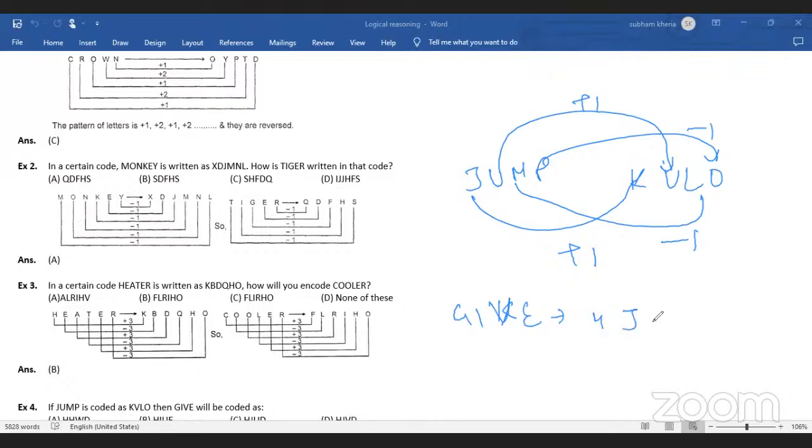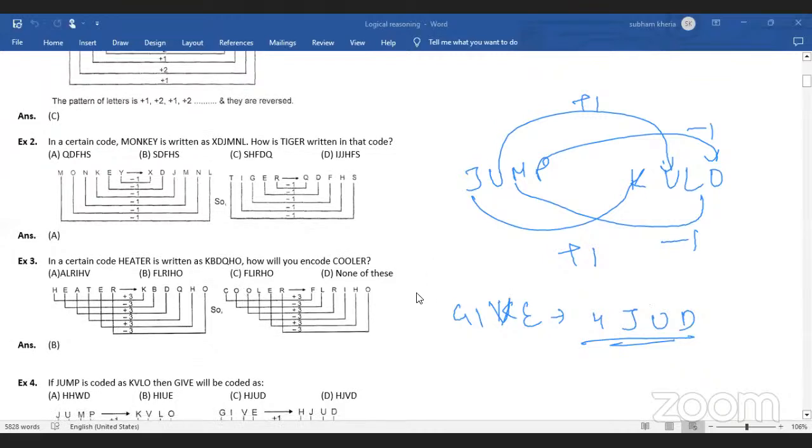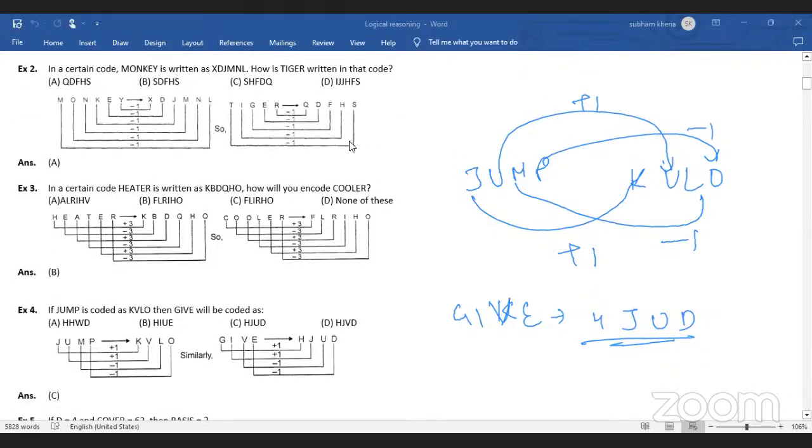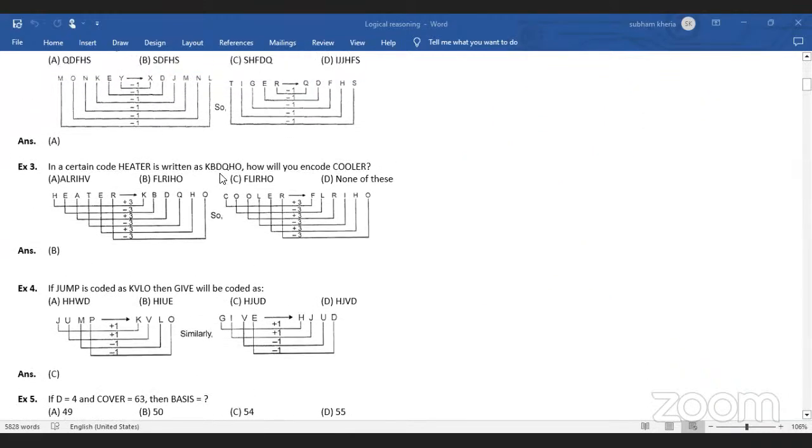H, J, U, D. Option C. Good one, guys. Very good. So understanding, now when you understand, it's fun, right? Are all of you enjoying now? Once you understand, it becomes very easy. This was letter. Now we'll come to letter and number.